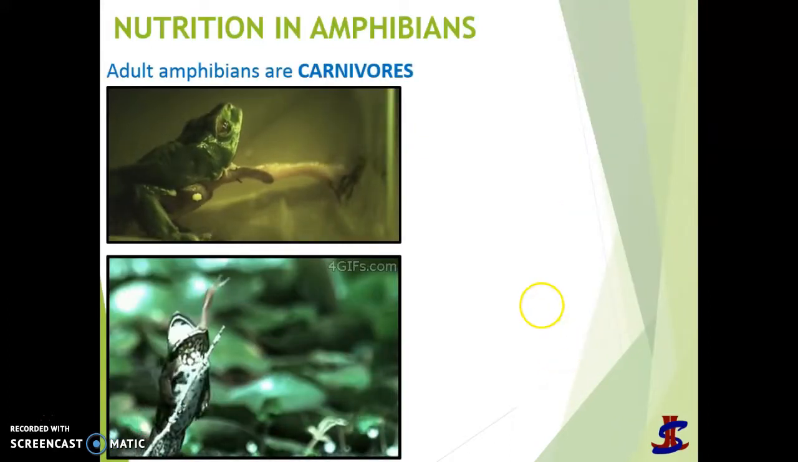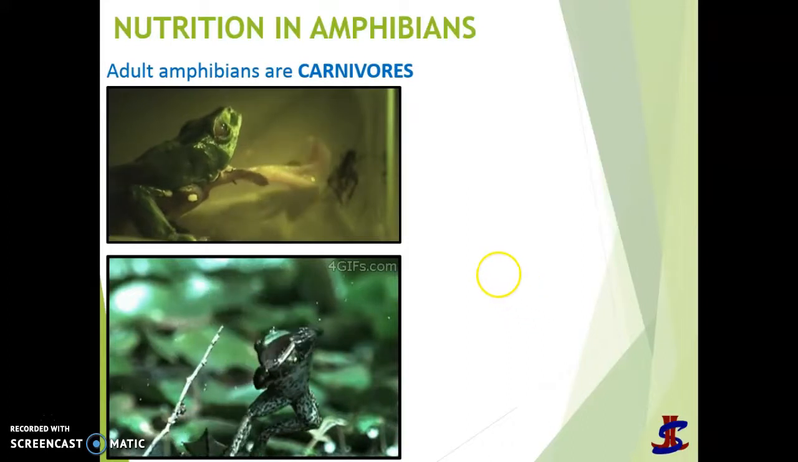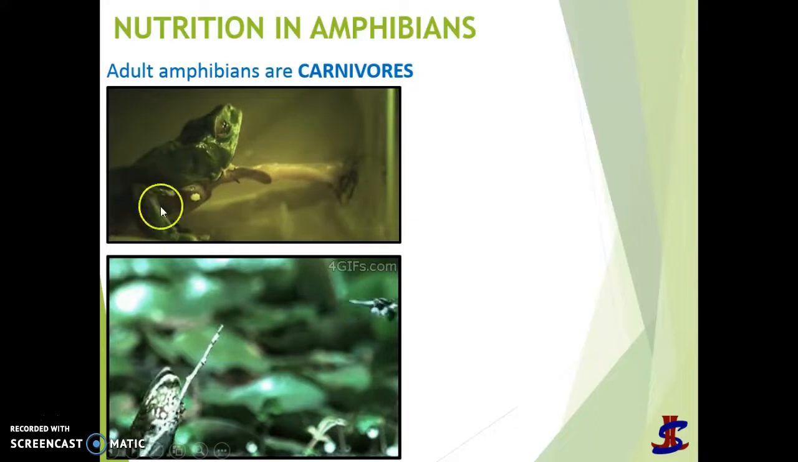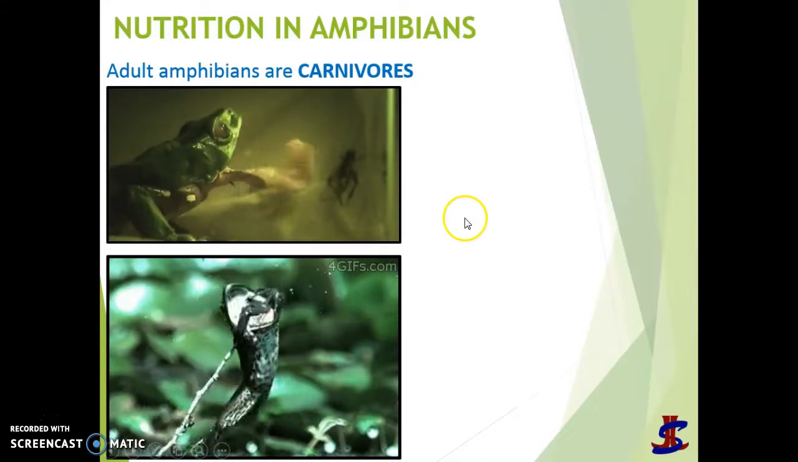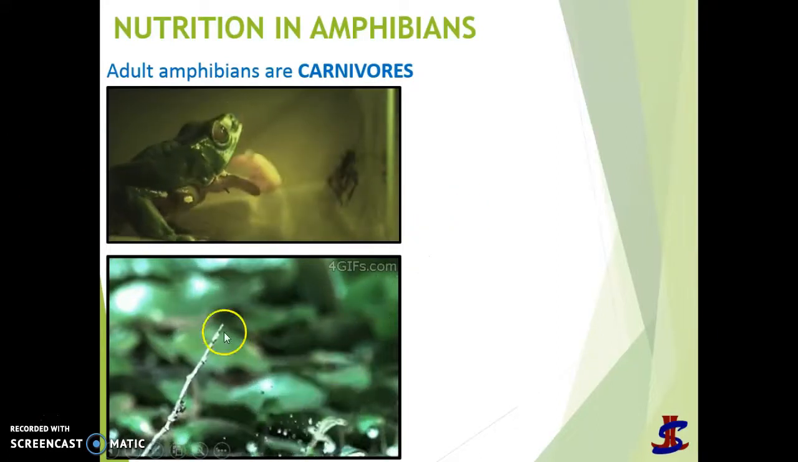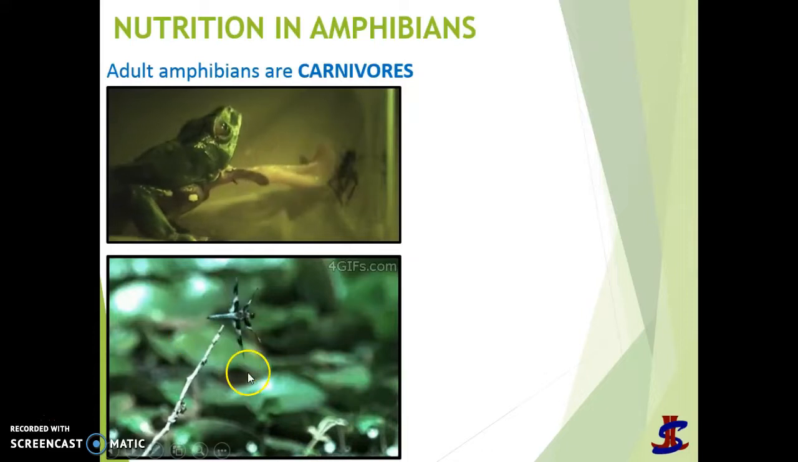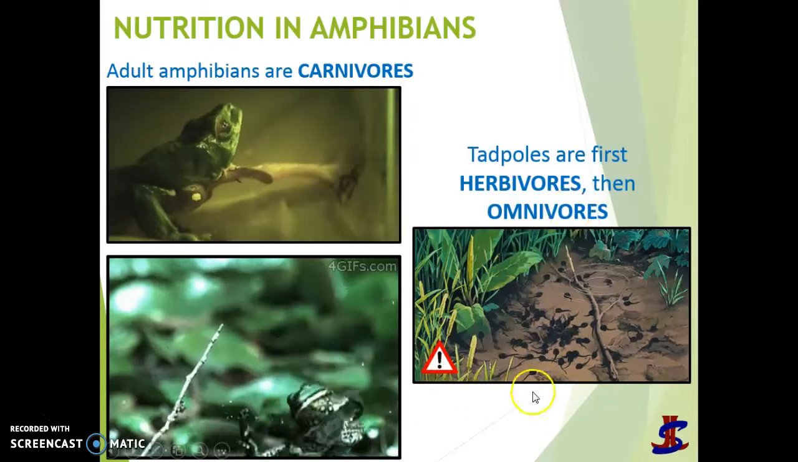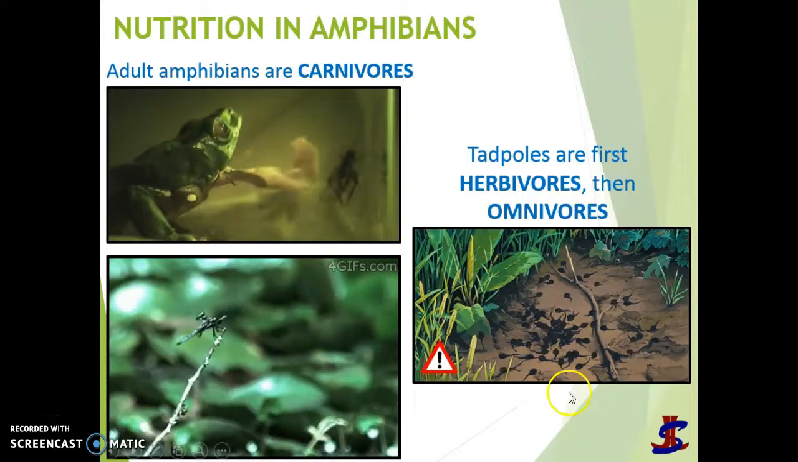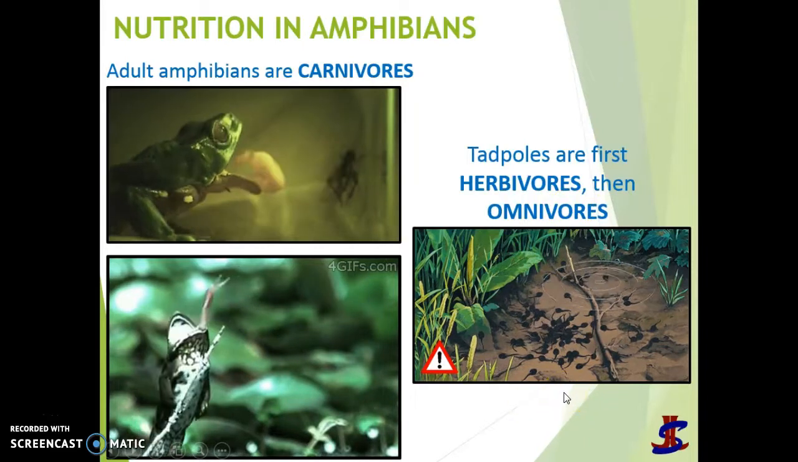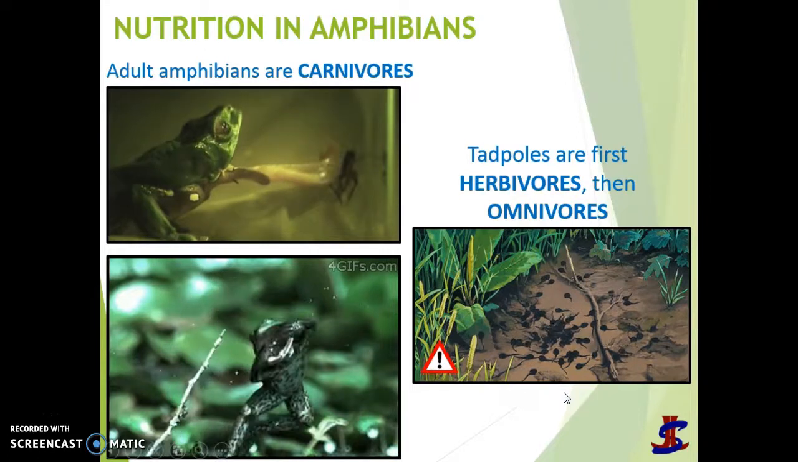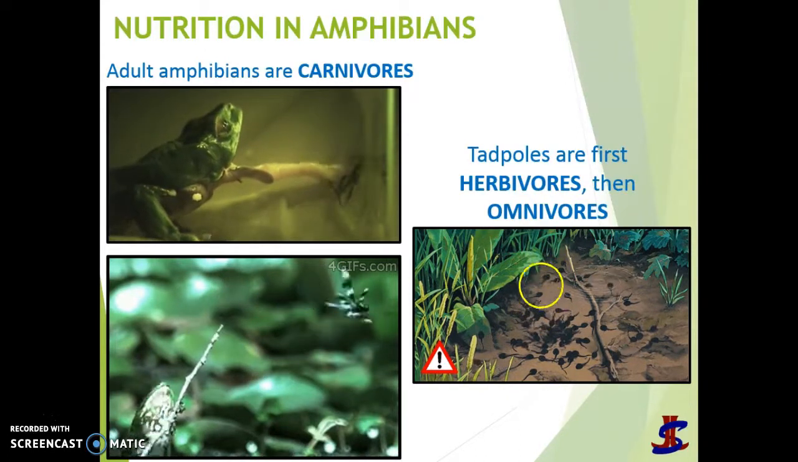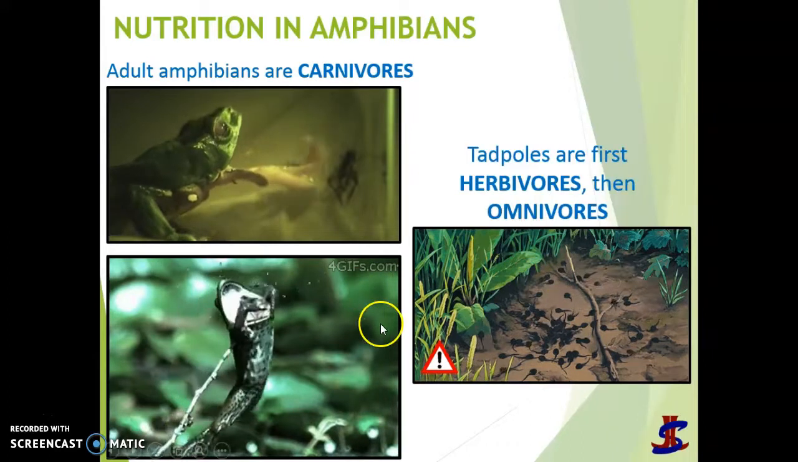Adult amphibians are carnivores. You know it very well. Surely you have seen this picture many times of a frog hunting an insect or something with its tongue, although sometimes they fail. This is a very funny picture. But when they are young, so in this case, you know about tadpoles, these are the baby frogs, they are first herbivores, then omnivores, and when they become adults, they turn to carnivores. Okay?